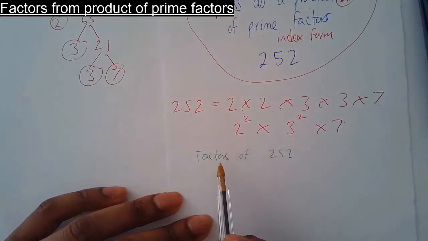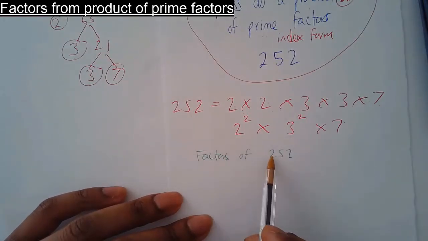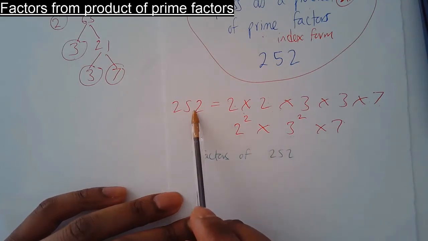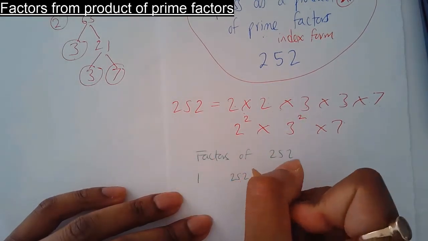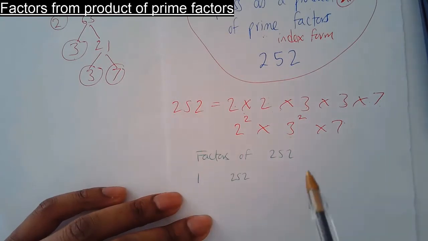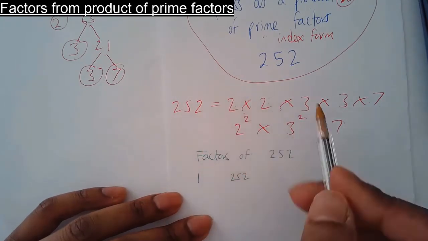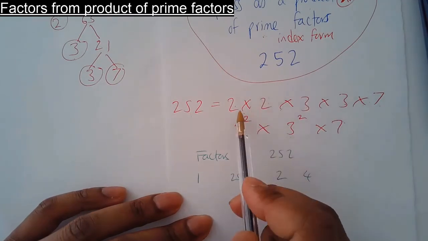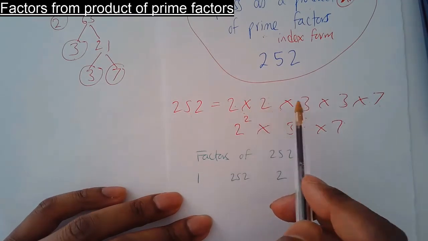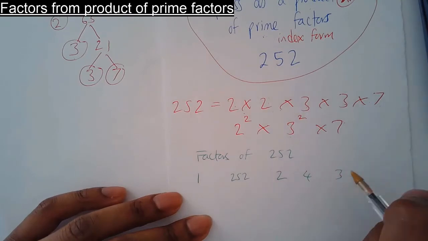If you wanted to go ahead and find some factors of 252, obviously there are loads of numbers that go into 252. Obviously 1 and itself, 252. These are factors of 252. Obviously 2 is a factor. 2 times 2. You could do, for example, 3. Well, 3 is a factor. You could have 3 times 3.